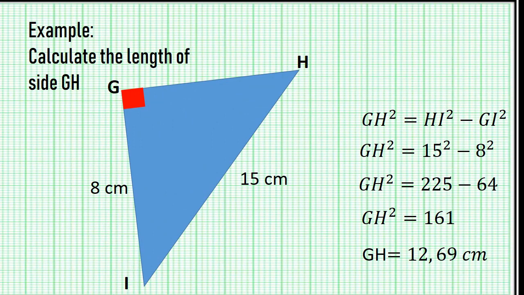And our answer is then 12,69 centimeters. So the square root of GH squared leaves you just with the length of GH, and the square root of 161 leaves you with 12,69 centimeters.